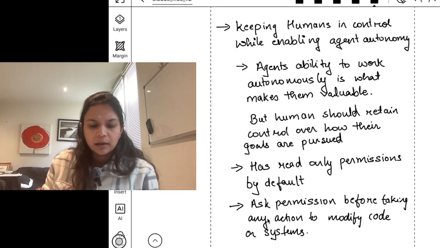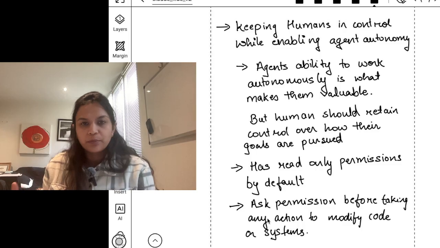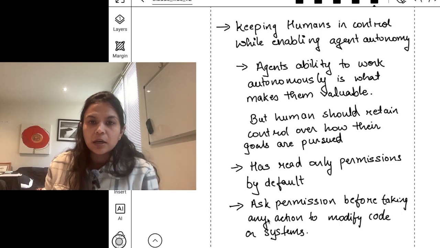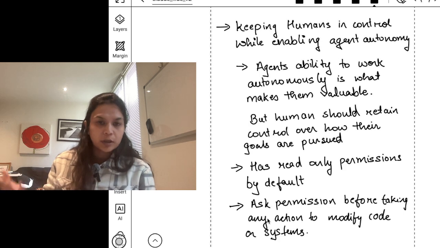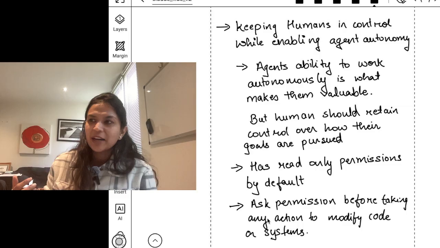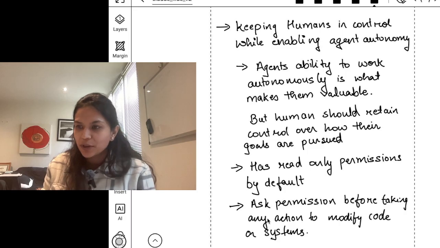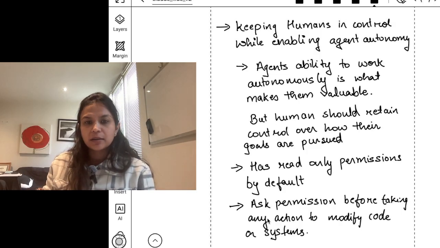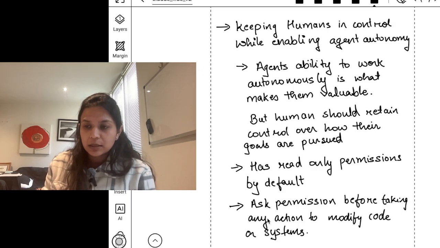And then keeping humans in control while enabling agent autonomy. As I said before, agents' ability to work autonomously is what makes them valuable. But humans should be able to retain control over how their goals are pursued. So that's why, if you have worked with Claude Code, you would see that it is very annoying that it will ask for your approval for every little action. By default it has read-only permissions, and if it has to take any action related to modifying the code or any system files, it will ask permission from you.